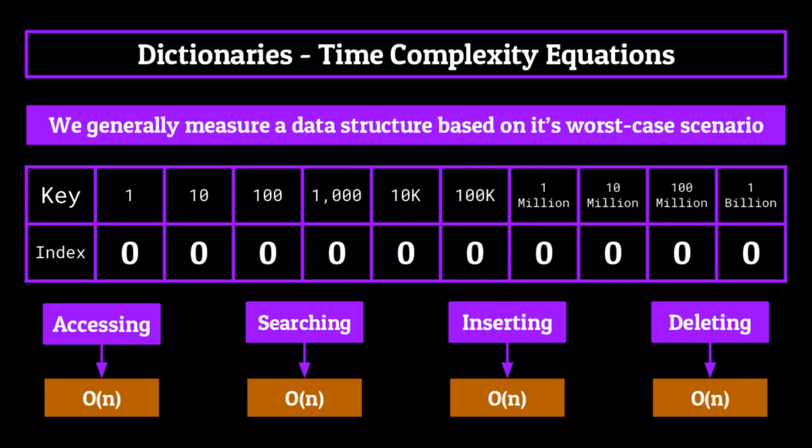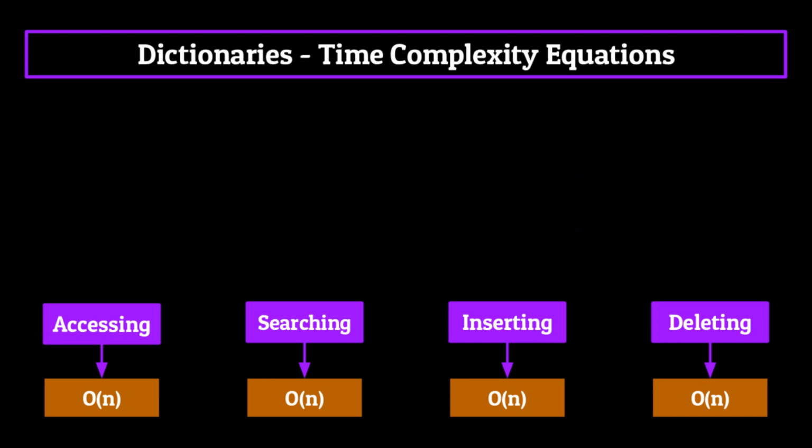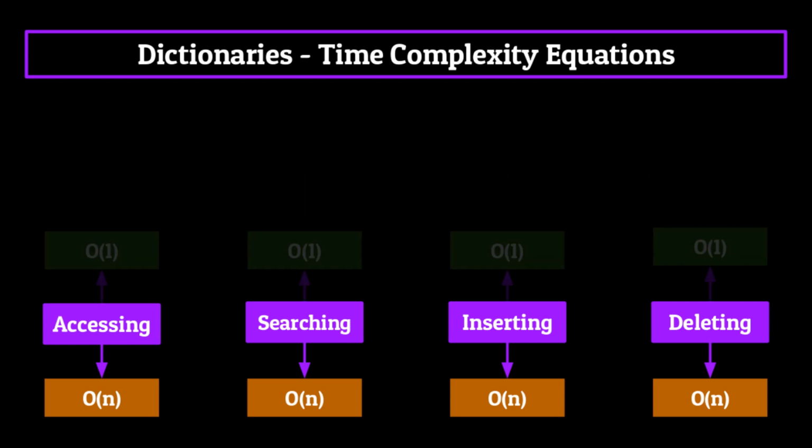This is, of course, preposterous and would probably never happen with the bare minimum decent hash function, which is why, in addition to the worst case scenario time complexity equations, I'll also go over the average time complexity equations for these 4 operations. Now, lucky for us, they're all going to be O of 1.